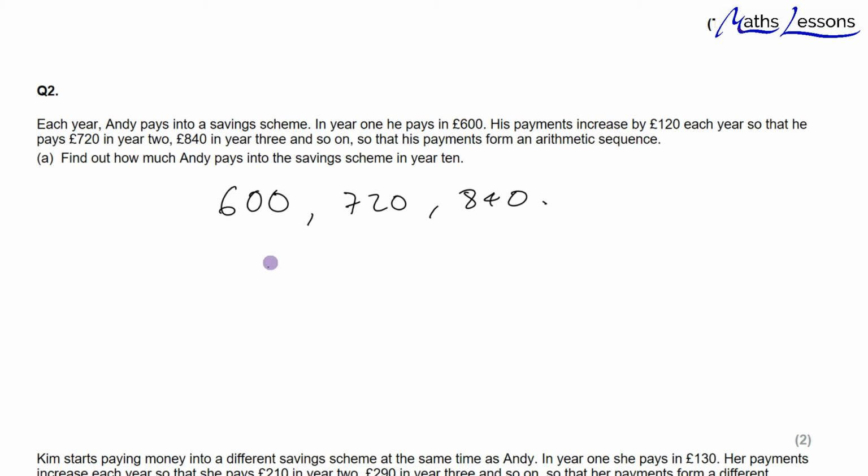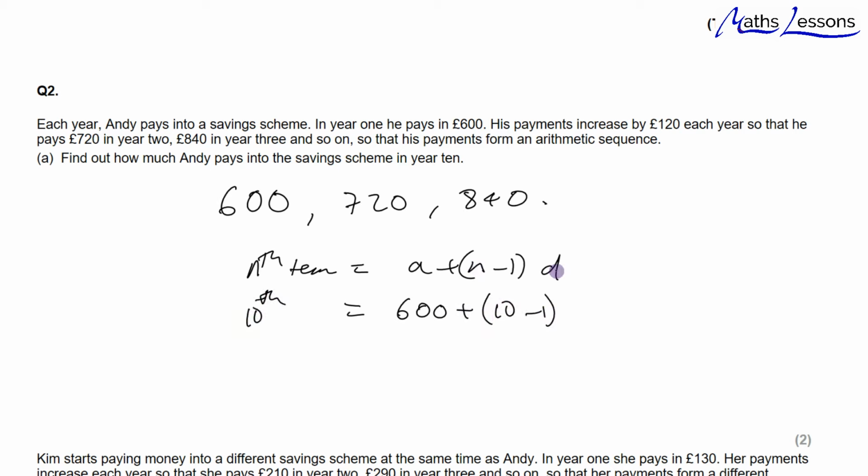So remember, the nth term is equal to a plus n minus 1 lots of d. A in this case is 600, n is 10 minus 1, and then d was 120. So if you think of 10 lots of 120 is 1,200, take off 120, that gives us 1,080 to add on to 600, so that gives us 1,680. How to do it in your head.